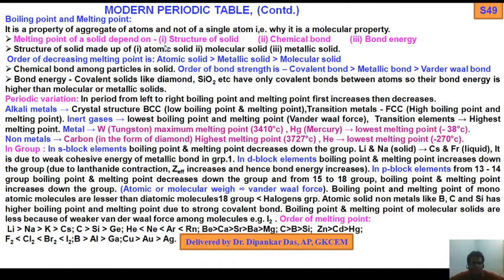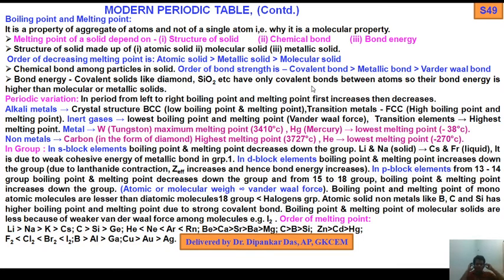Melting point of a solid depends on the structure of the solid, chemical bond and bond energy. Structure of solid is made up of atomic solids, molecular solids and metallic solids. Order of decreasing melting point is atomic solid greater than metallic solid greater than molecular solid.